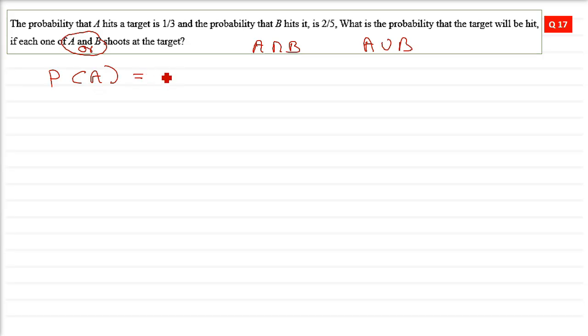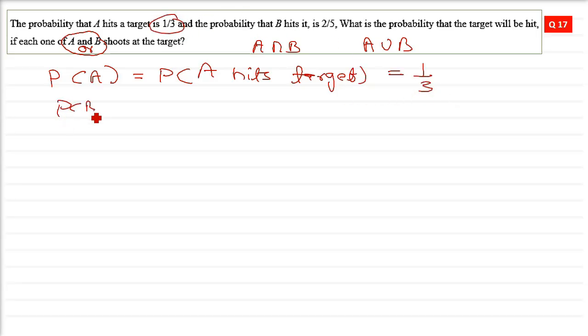Probability of A, that A hits the target, is 1 by 3. It is already given in the question. I'm not writing anything extra. Whatever is given in the question, I'm writing. P(B), that B hits the target, is already given in the question, which is 2 by 5. So 2 divided by 5 and 1 by 3 are respectively B hits the target and A hits the target.